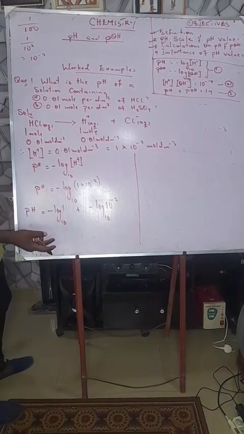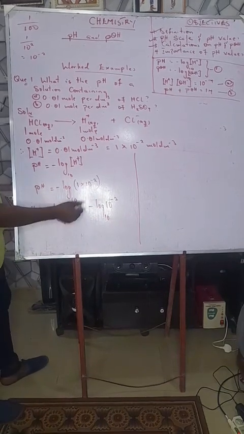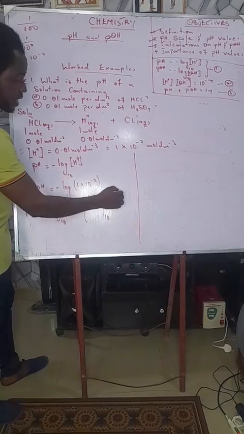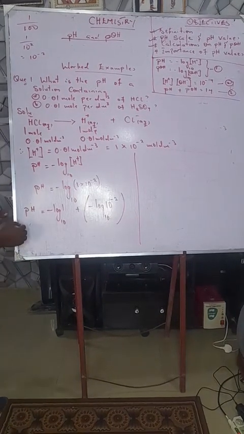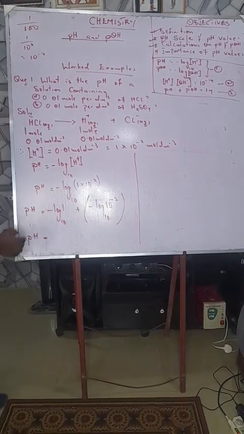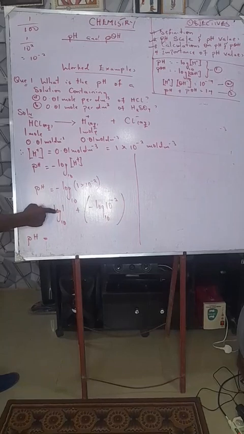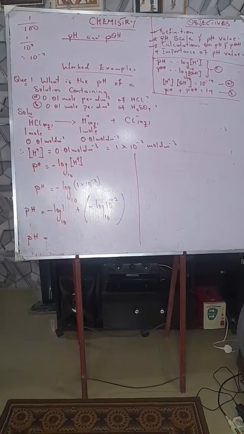Then, for me to have a better mathematics, because plus and minus, when you see it together, it will be giving you a problem. Let me put this one inside bracket. Then it will give me a better calculation, a very neat calculation. From here, can they see this now? pH now is equal to minus log 1.